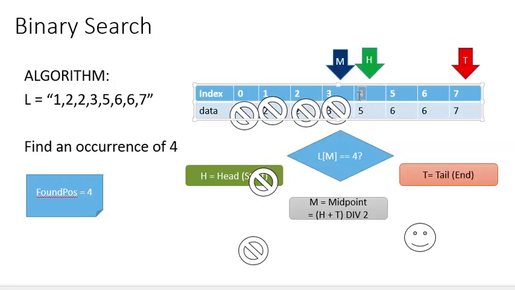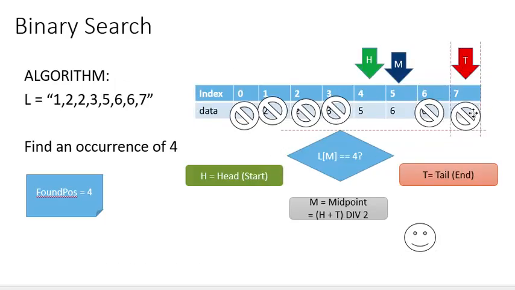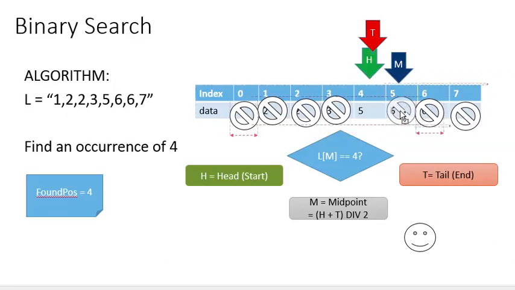The midpoint would now be calculated as 4 plus 7 is 11. 11 div 2 is roughly 5. So the midpoint would now move to the 5. And I'll be asking, is L5 equal to 4? The answer is no, it's not. And also I would know that 6 is bigger than 4. So that in turn would mean that I could dismiss everything to the right of the midpoint, just like I could dismiss everything to the left. So the tail would now have to move to point 2 there. And I can also dismiss this one because it's not equal to what I'm looking for.